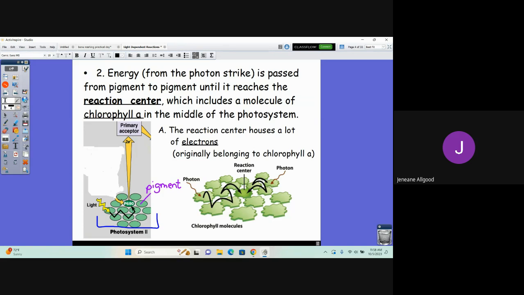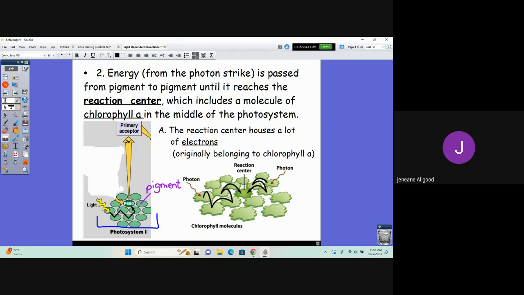So the thing that you want to try and keep straight in your head over these next 2 days is that energy and electrons are two different things. The energy is from the light energy. What the energy is going to do is once it gets there, it's going to knock 2 electrons loose from chlorophyll A. So just keep electrons and energy separate in your head.